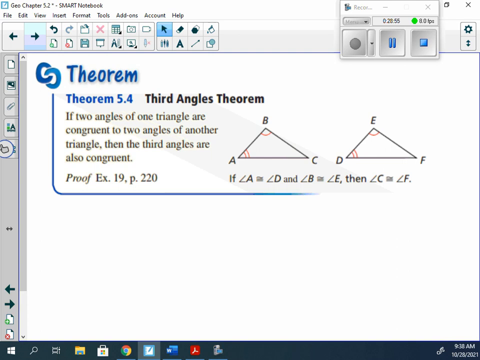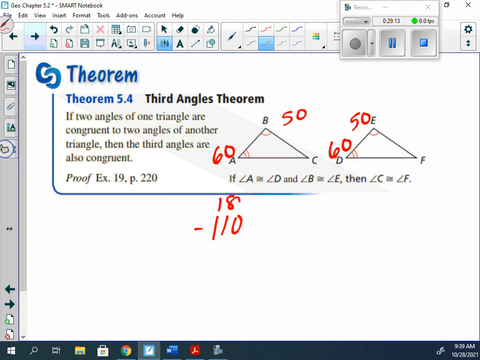Because let's just say A is 60 and B is 50. Because they're congruent, D has to be 60, yes? So if these three add up to 180, 50 plus 60 is 110. 180 minus 110 gives us 70, so C has to be 70. Well, F is also with 50 and 60, so it has to be 70 too. So if two angles in one triangle are congruent to two angles in a different triangle, then the third angles must be congruent.